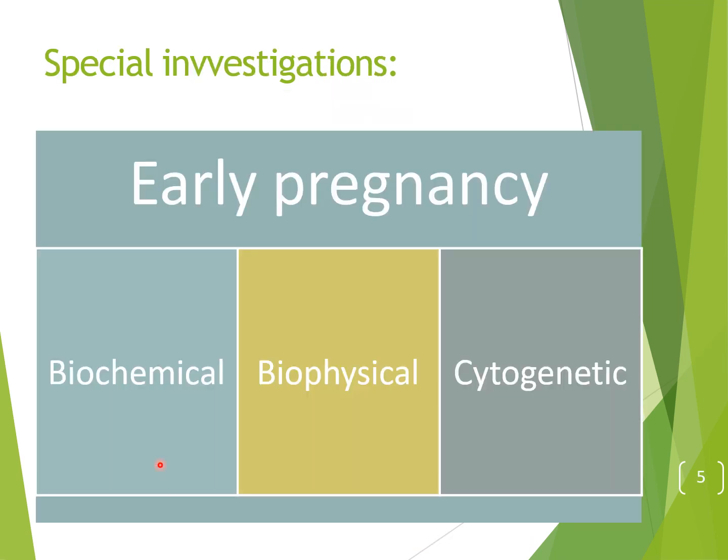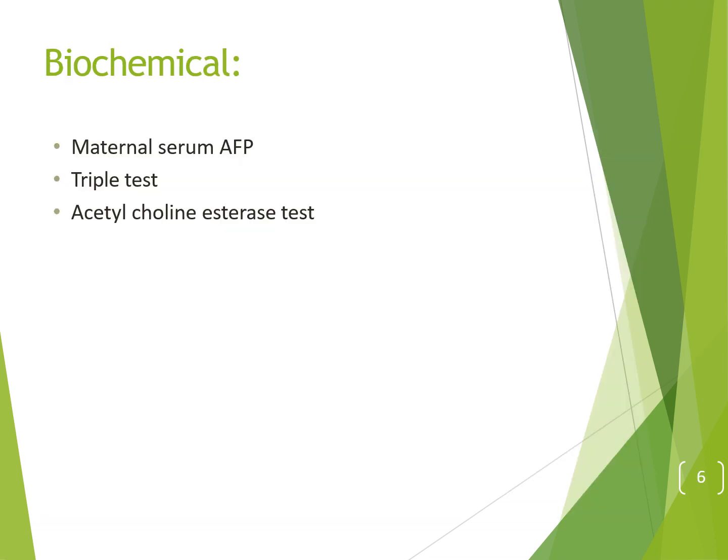Now we can see the special investigations, that is in the earlier pregnancy. Already I told you that we are doing biochemical, biophysical, and we can do cytogenic test also. The biochemical tests that we are doing, especially in the early pregnancy, include maternal serum alpha fetoprotein, triple test, and acetylcholine esterase test.